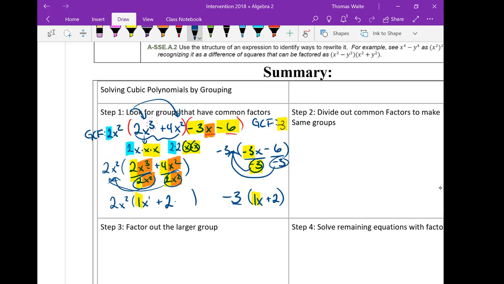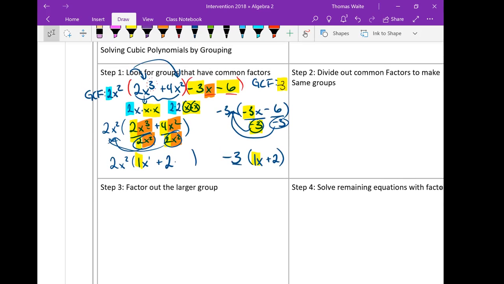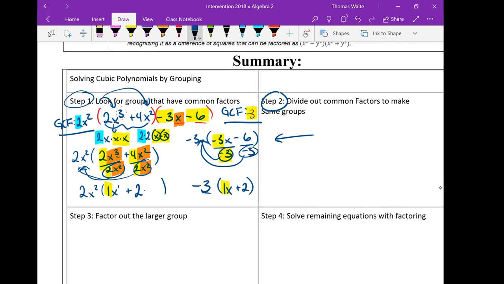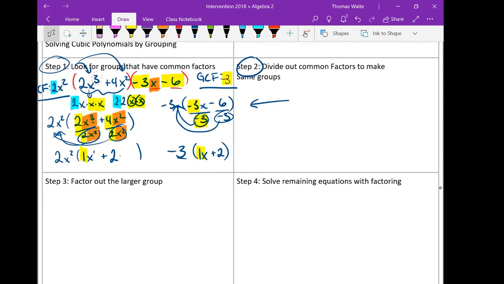So what I'm going to do now is clean up the work we've been doing. Notice here it said step 1, look for common factors. We did that, and we got our greatest common factors of 2x squared and -3. And then step 2 is to divide out those common factors to make the same groups. That's what we did when we divided out a 2x squared and a -3. Now in step 3, we're going to factor out this larger group. So I'm going to rewrite this as 2x squared times x plus 2. And then we have -3 times x plus 2.